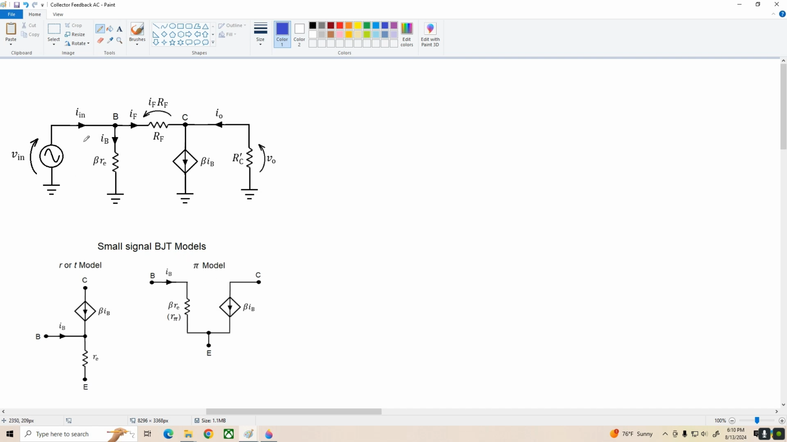All right, well, coming back to our circuit here, the first thing I'm going to do is KVL clockwise around this outer loop, and that's going to give me 0 equals V in minus I sub F times RF minus V out. And of course, V out is equal to negative I sub O times R prime C. So that's V in minus I sub F times RF plus I sub O times R prime C.